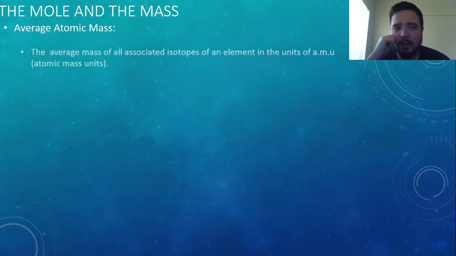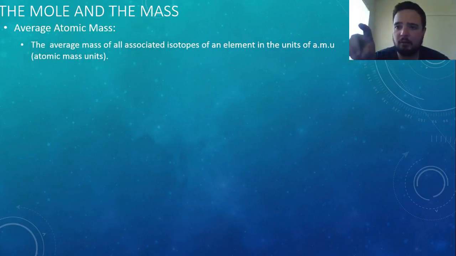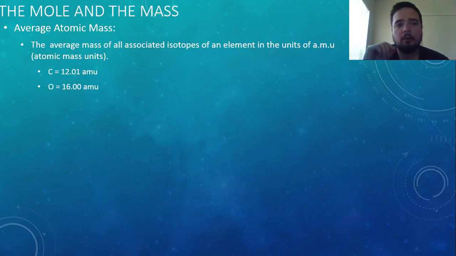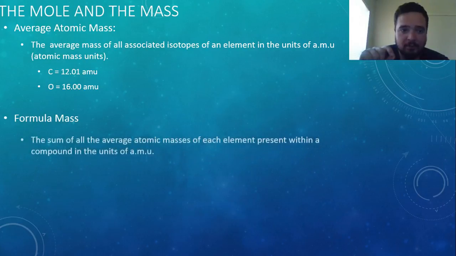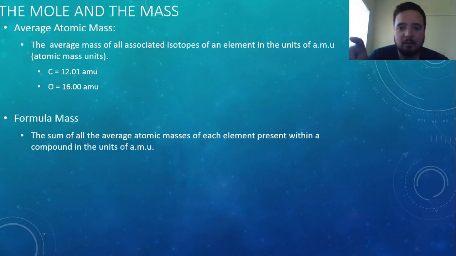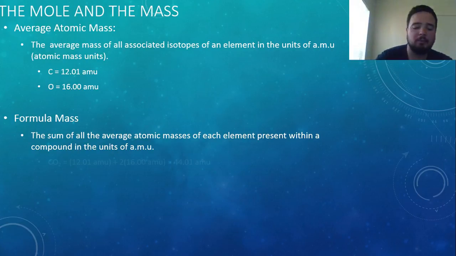So, the mole and mass. We know average atomic mass is the average mass of all the associated isotopes for an element. We went into that in the second unit. Again, that's described in AMUs, which are atomic mass units. Carbon has an atomic mass of 12.01 AMU. Oxygen is 16.00. Formula mass is the sum of the average atomic masses of each element present within a particular chemical formula, compound, or molecule, in terms of AMU.